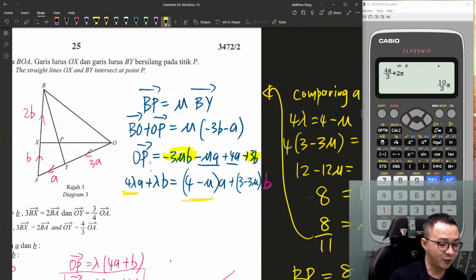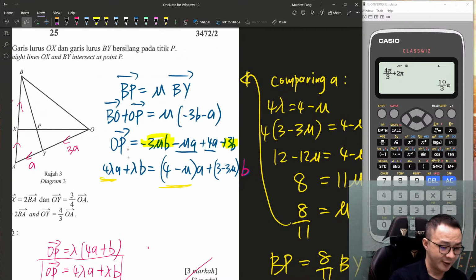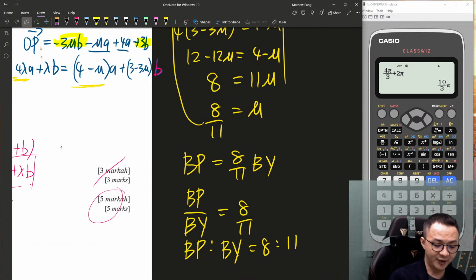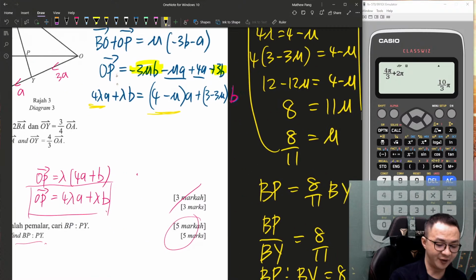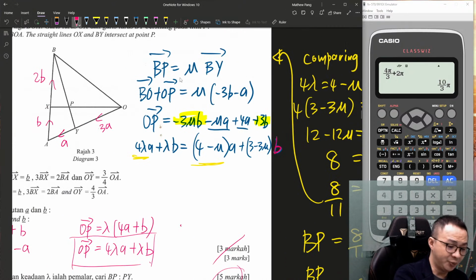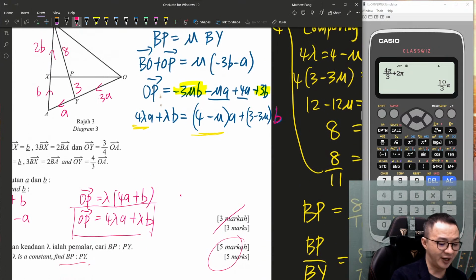Let's have a look at the equation for BPY. BP is 8, BY is 11. So B to P is 8 here, B to Y is 11, so this is 3. Okay, now I know the ratio. So BP ratio PY should be 8 ratio 3. Done.